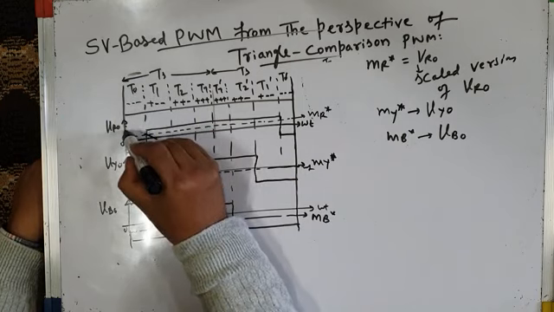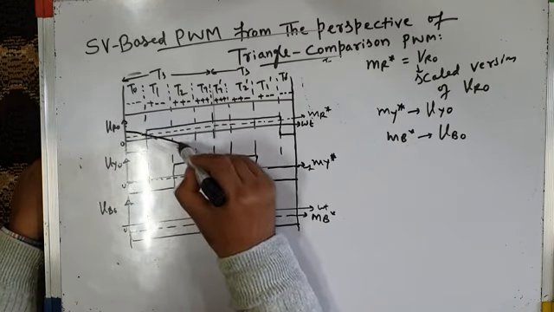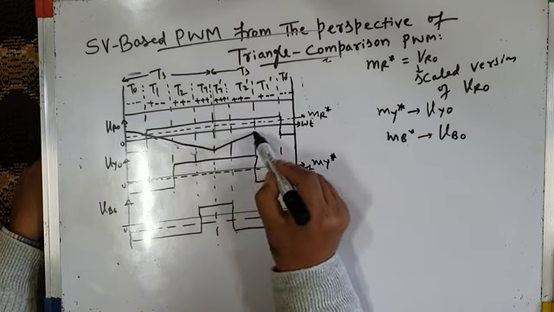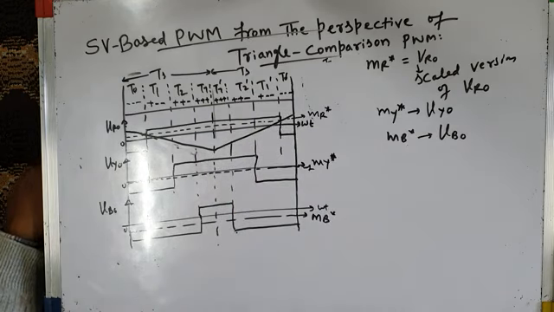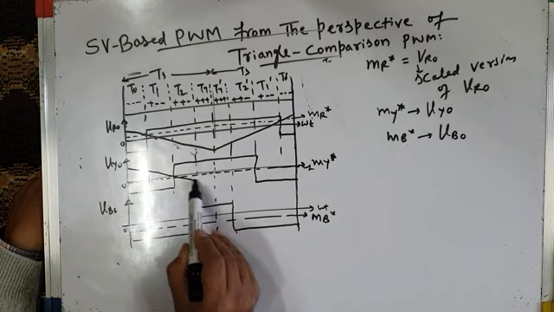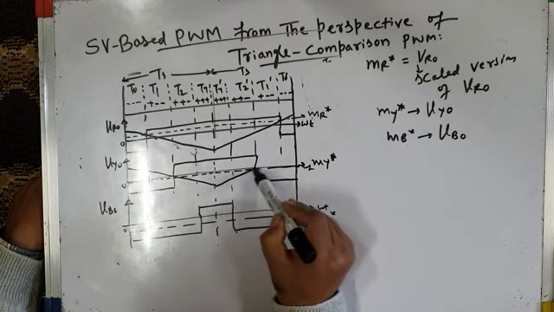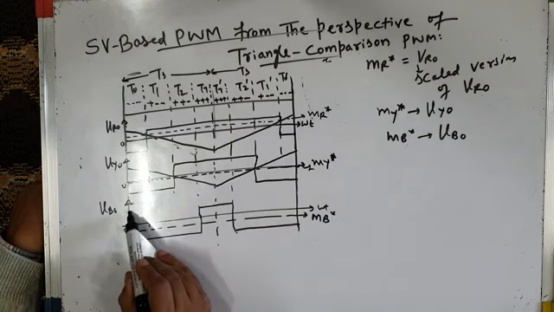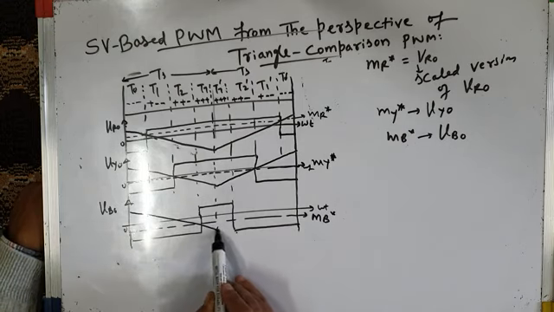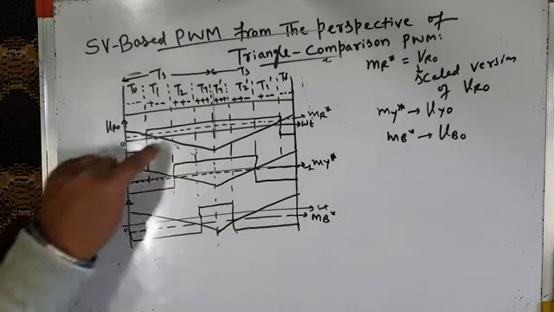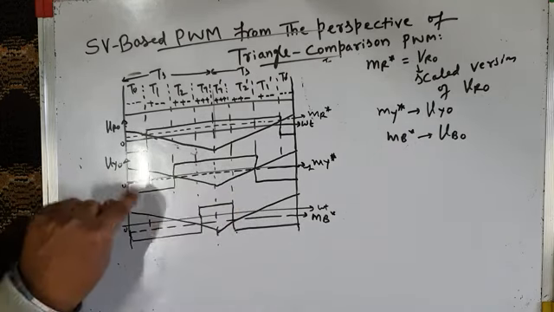I will compare with the high frequency triangular carrier wave like this. Similarly, this will be compared with the triangular carrier wave like this. The same triangular carrier wave, and this will also be compared with the same triangular carrier wave like this. So we have a triangular carrier wave. We don't have three triangular carrier waves.